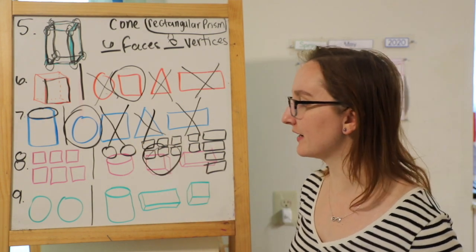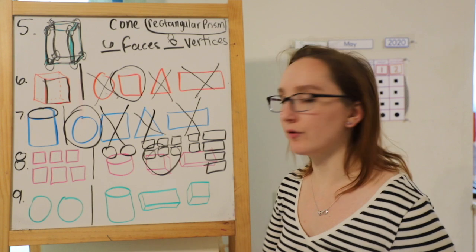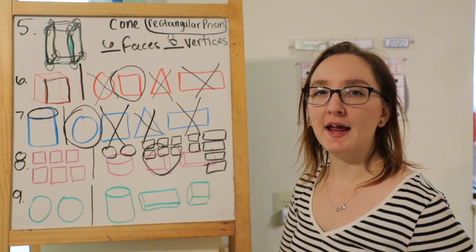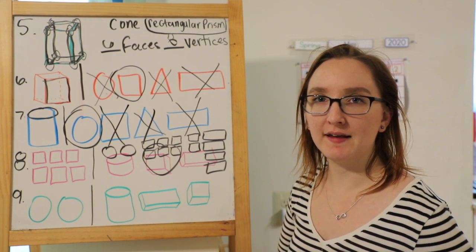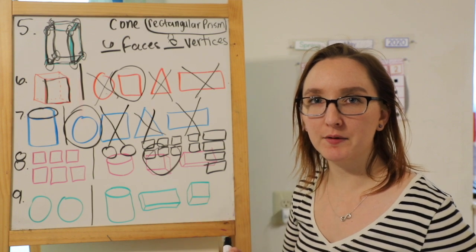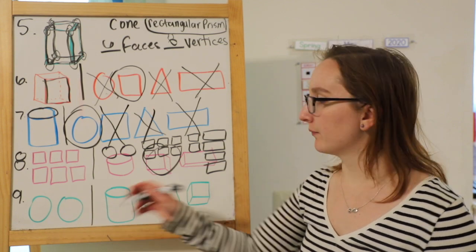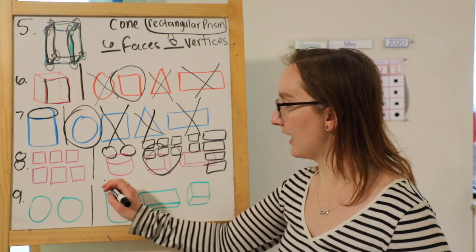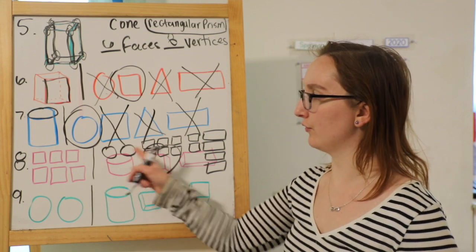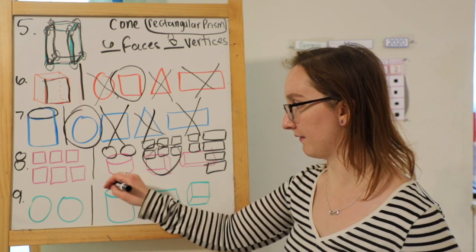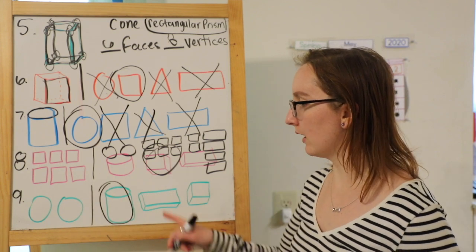Alright, my last one, number 9, I have 2 circles. So if I took my item and I put some paint on the faces and then stamped it onto a piece of paper, I would only get 2 circles out of it. So we're looking at my cylinder again. If I did that, I would have those 2 circles, which seems pretty right. So I'll go ahead and circle that now.